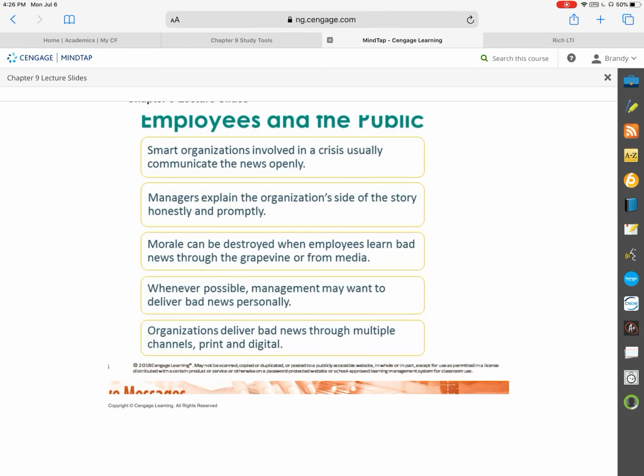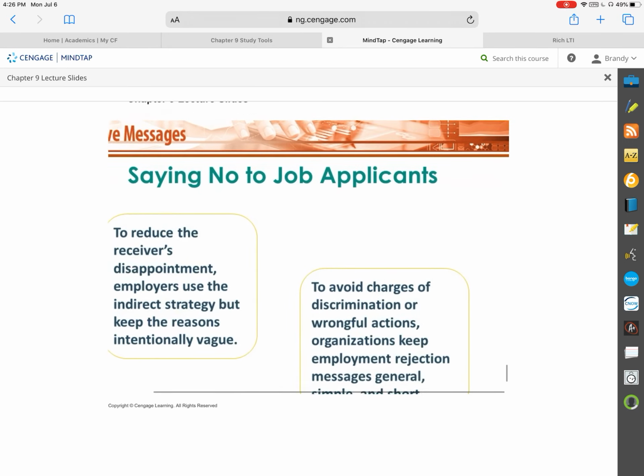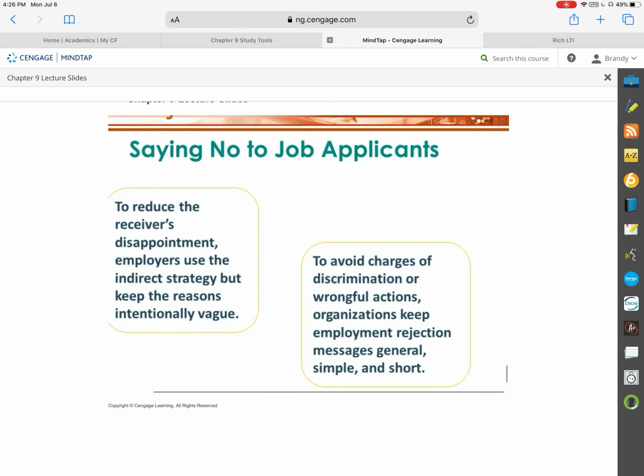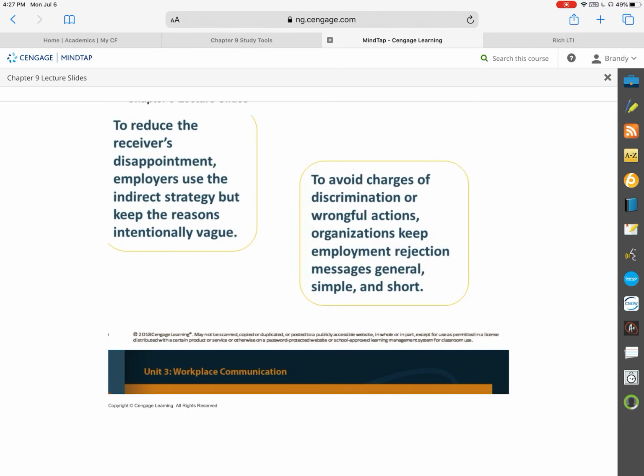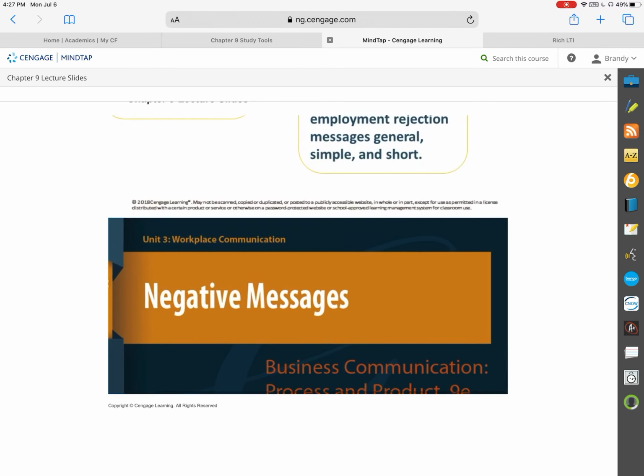Most organizations, when they have a crisis, try to be very open with their communication. They're very honest. They're very prompt. And also take a look in your textbook. There's some information in there if you are in a managerial position, when you have to say no to job applicants and how to do that in a not too blunt way, but concise way, and in ways that would avoid having any kind of discrimination actions or wrongful actions brought up against the company.